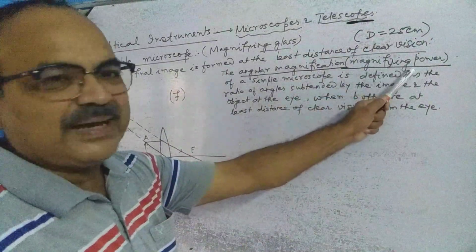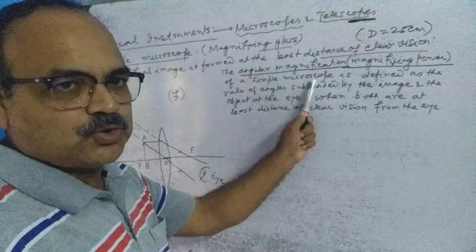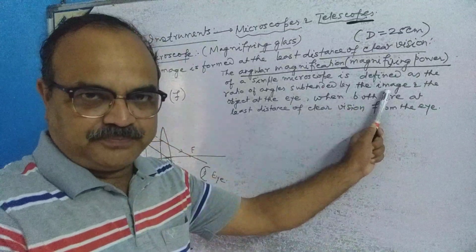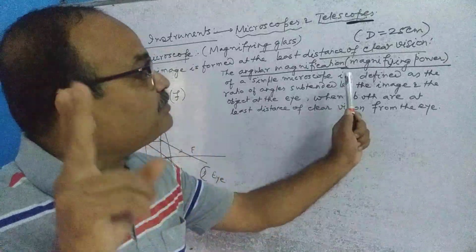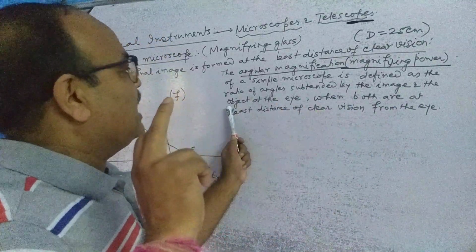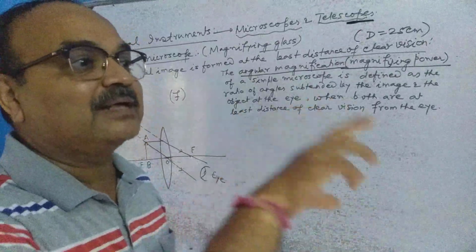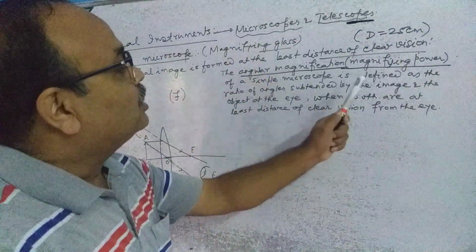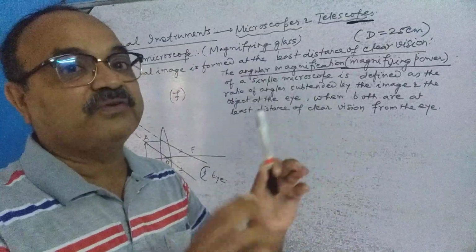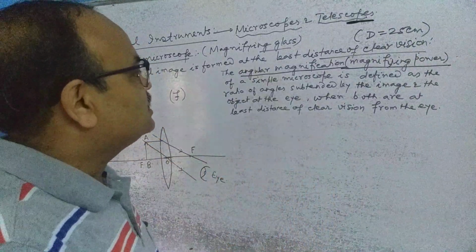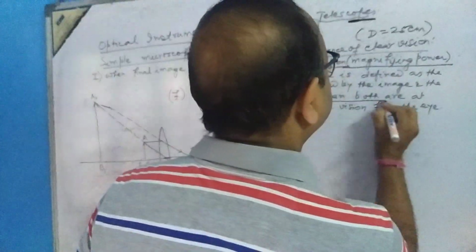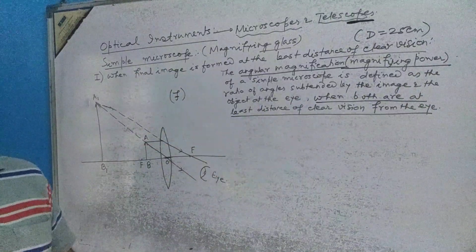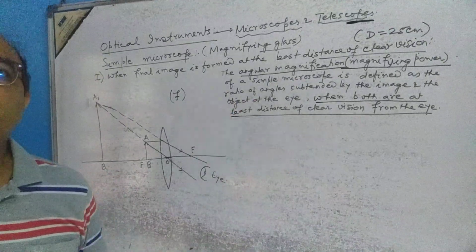Angular magnification or magnifying power of a simple microscope is defined as the ratio of angles subtended by the image and the object. Ratio of what? Angle subtended by the image to the angle subtended by the object, when both are at least distance of clear vision from the eye. That means the last clause is very important.